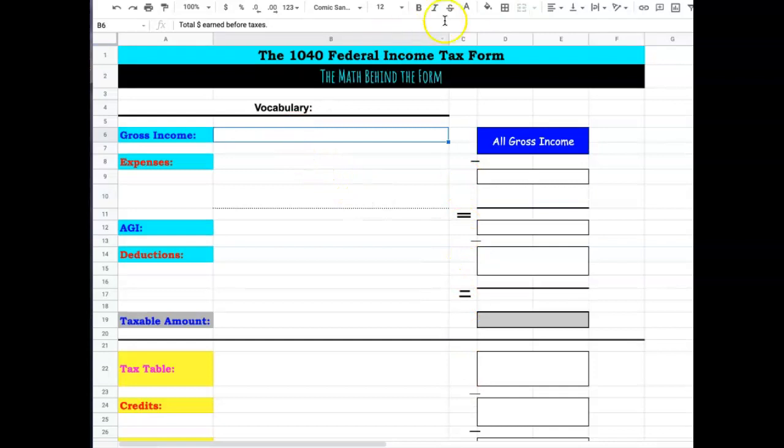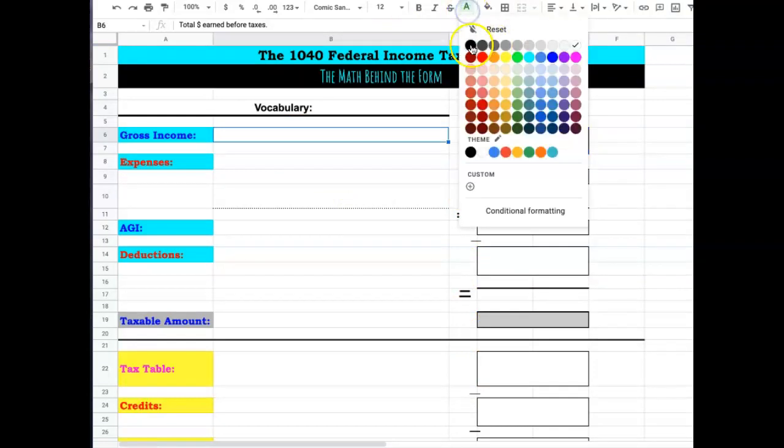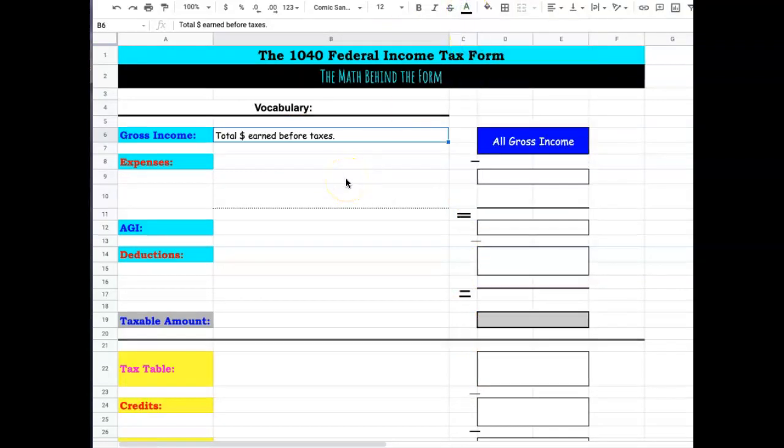What is gross income? What does that even mean? Total amount of money earned before taxes. So if your salary is $35,000 per year, that's your gross income. You don't get to keep it all, but that's what the employer is giving out, and you get to keep some, most, and some goes to the government.